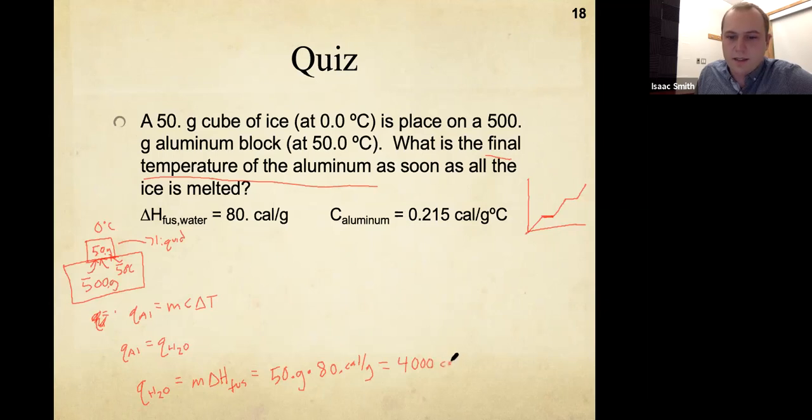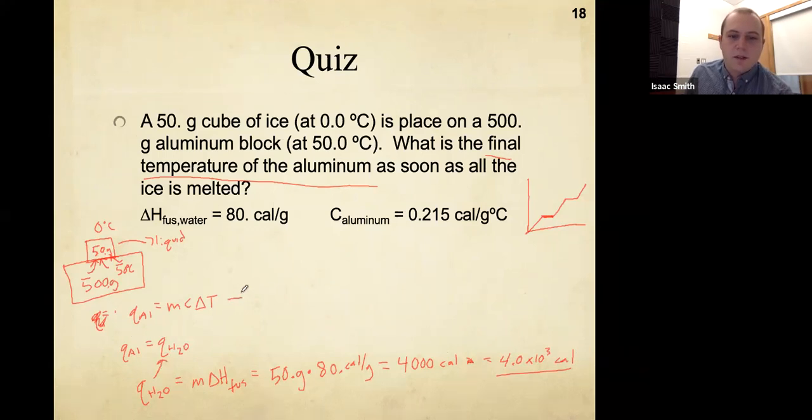4,000 calories, right? If we converted that, well, we'll leave it in calories for now. Okay, 2 sig figs, right? So technically this should be 4.0 times 10 to the third calories, okay? So that's the amount of energy that goes into the ice cube to melt all the ice into liquid. So now we know what Q of water is, right? So we know this number. The heat from the water is equal to the heat from the aluminum.